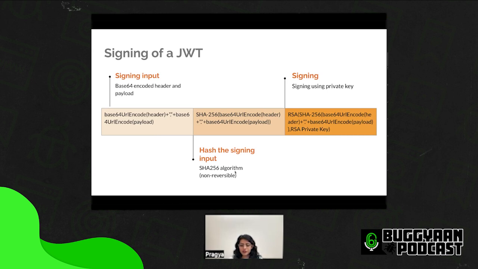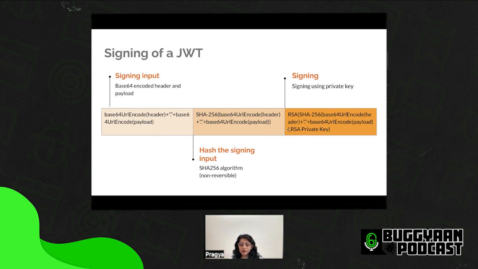Now remember, hashing is a non-reversible process. If you take a string and hash it, the hash output cannot be dehashed to get the original string. So I will hash this whole part, the output of my first step, using it as the input for my hashing. I'll use SHA-256, and then I have created a hashed string here. Then the last part is signing.